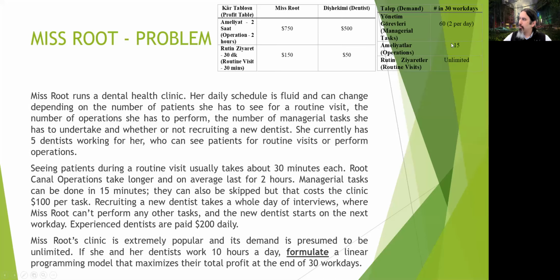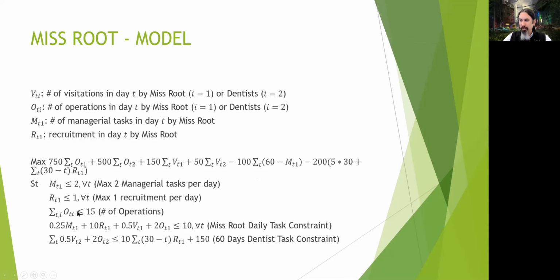Now, take a look over here. Total number of operations. You can just schedule them however you want, okay? The T days, the days of operations can change, but you can schedule them however you want, 15 operations in 30 days. So I'm going to schedule them however I want. So I'm going to sum all the T's and all the I's. I don't know who's going to do it, the dentist or Miss Ruth. So the total number of operations should be at most 15.